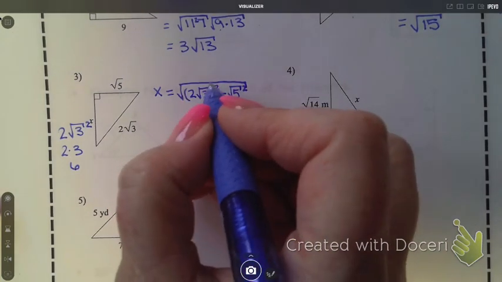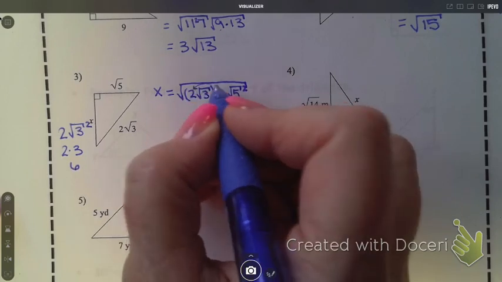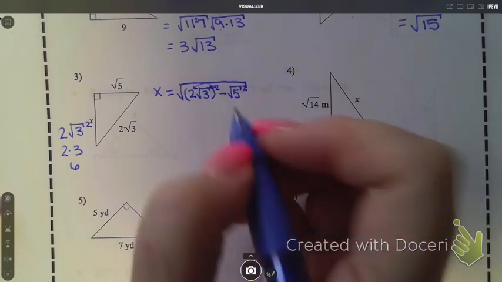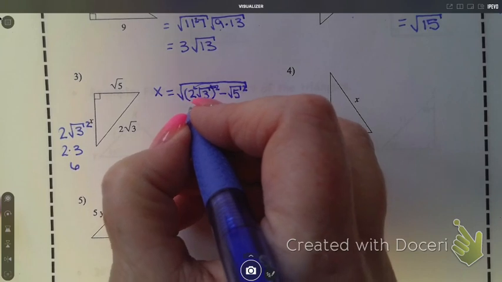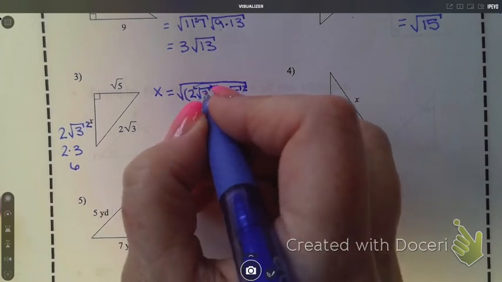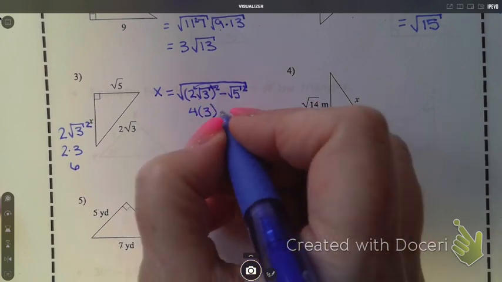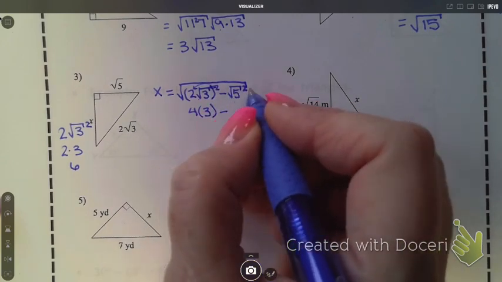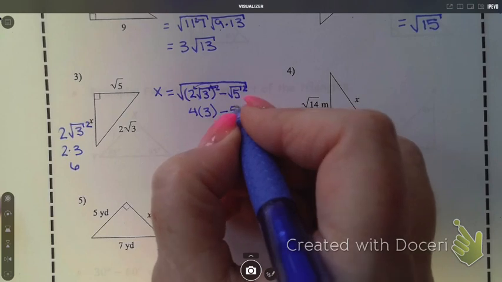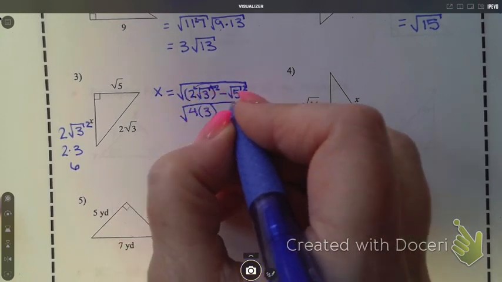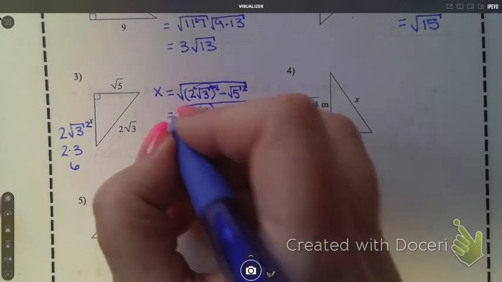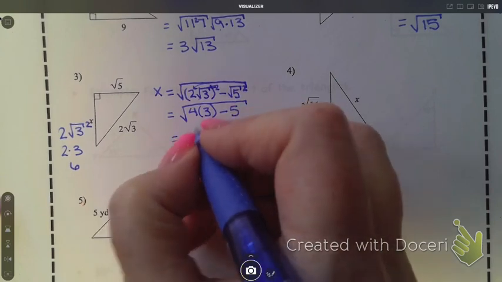All of it. So it goes to where? The 2 also. The both. So 2 squared is what? 4. And the square root of 3 squared is 3 minus, and what's the square root of 5 squared? 5. Still all in the what? Square root. So 4 times 3 is what?